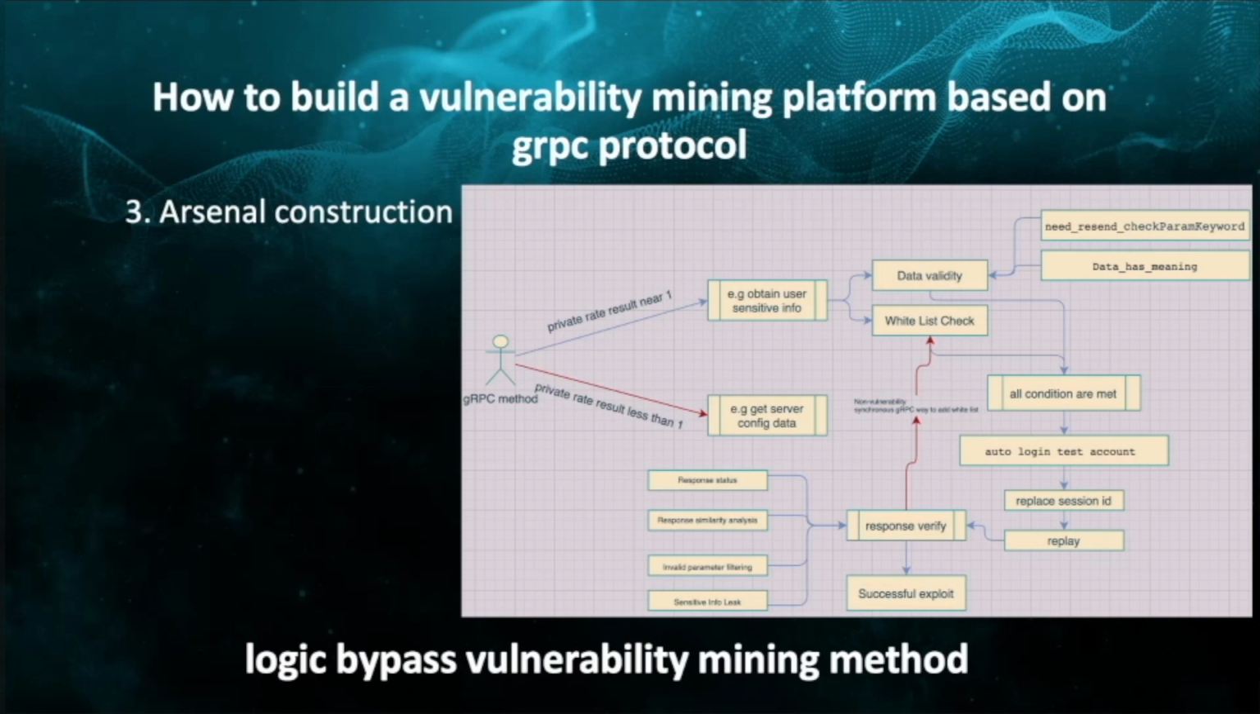After obtaining the response, we will perform similarity analysis on the response and filter invalid parameters to determine whether it will eventually go into manual verification. If the obtained result is too different from the original, the current gRPC method goes into the whitelist mentioned above for filtering.